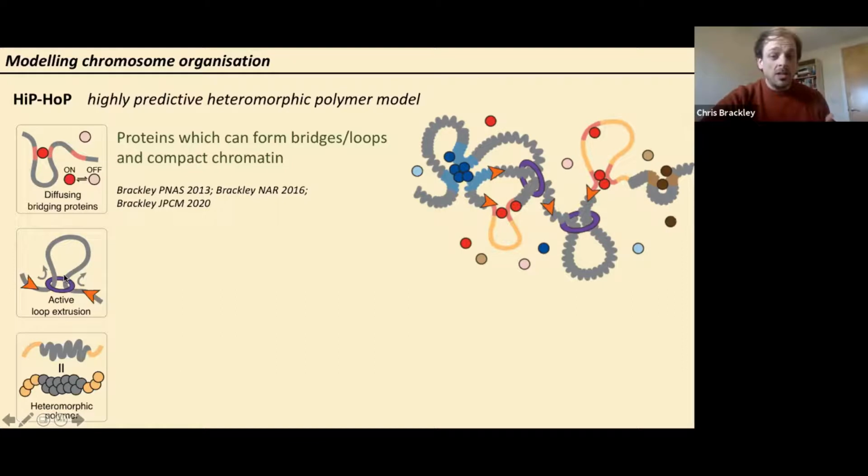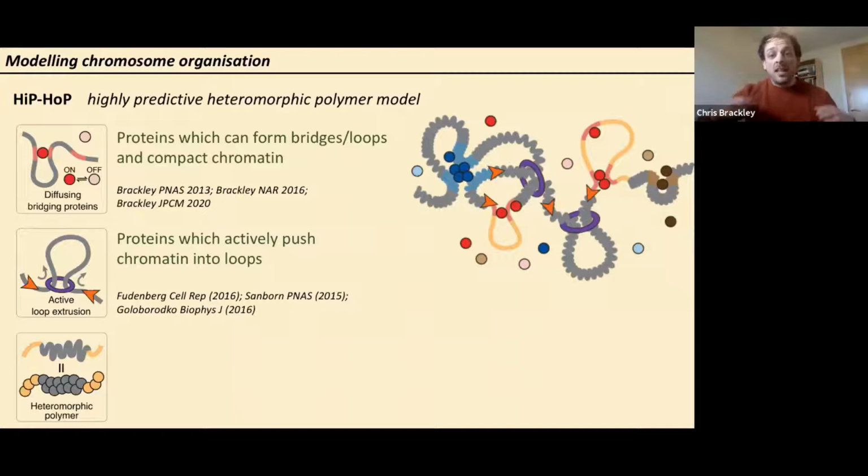So we also included a second mechanism called active loop extrusion. We now think that there are proteins within the nucleus which can bind to chromatin and can actively push it into loops using a sort of motor effect. This is a model which has been studied by several different groups in the last few years, so we incorporated it into our model as well. So this is clearly a non-equilibrium process.